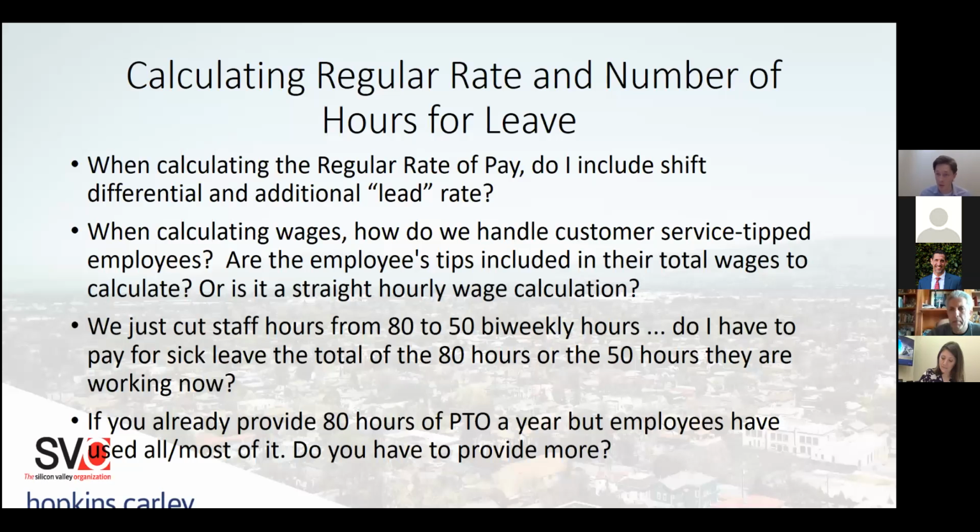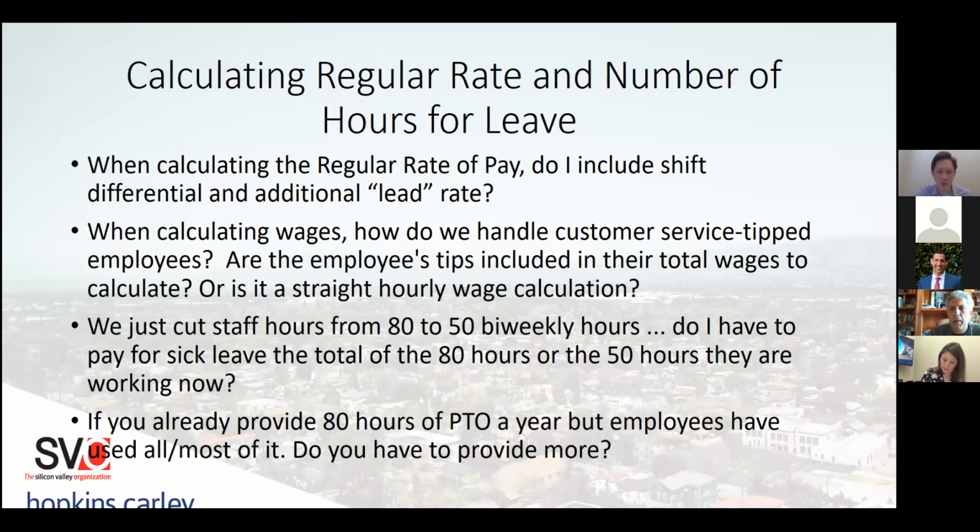And they're a tip earner, then you need to do a further case-by-case analysis. And I would suggest contacting an attorney who can go through that with you and look at the wage statements and figure out for the last 6 months how those tips interact with that employee's regular rate of pay.